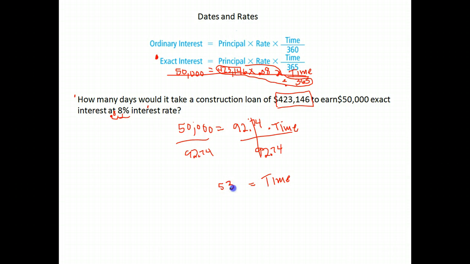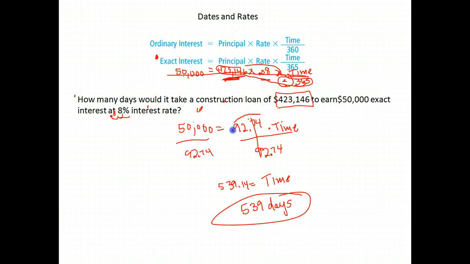And I get 539.14, so about 539 days if I round to the nearest day. Again, what we did is we put all the information we have in each of their spots. Then we simplified, and on this side we took our 423,146 times the 0.08 and divided by the 365 since we knew that was there, and got that as a simplified number. We then divided both sides of the equation by that number to find our time in days.